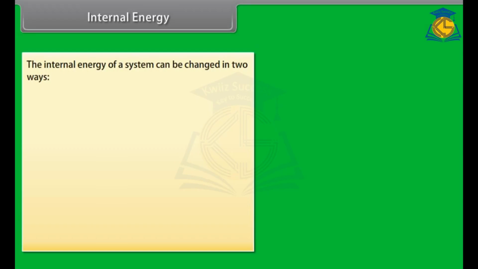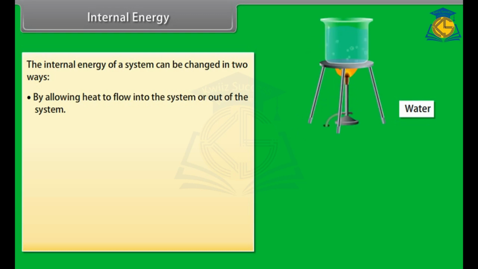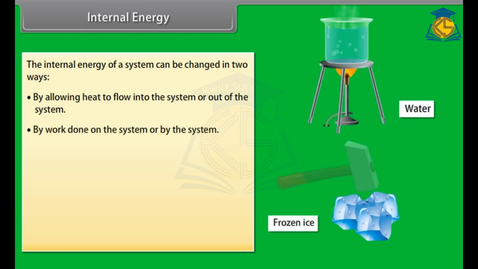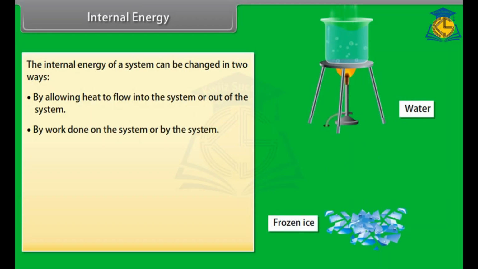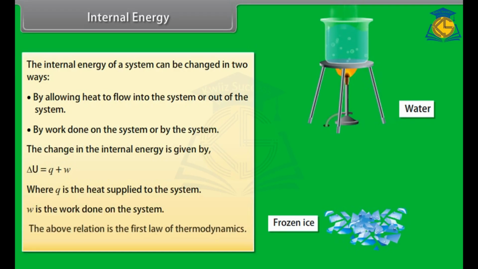The internal energy of a system can be changed in two ways: by allowing heat to flow into the system or out of the system, and by work done on the system or by the system. The change in the internal energy is given by delta U equals Q plus W, where Q is the heat supplied to the system, and W is the work done on the system. The above relation is the first law of thermodynamics.